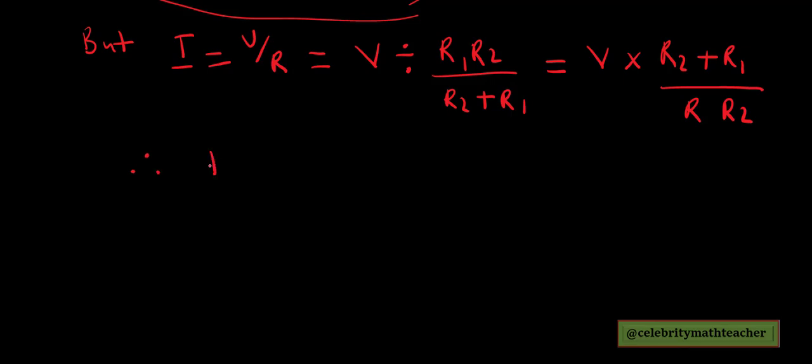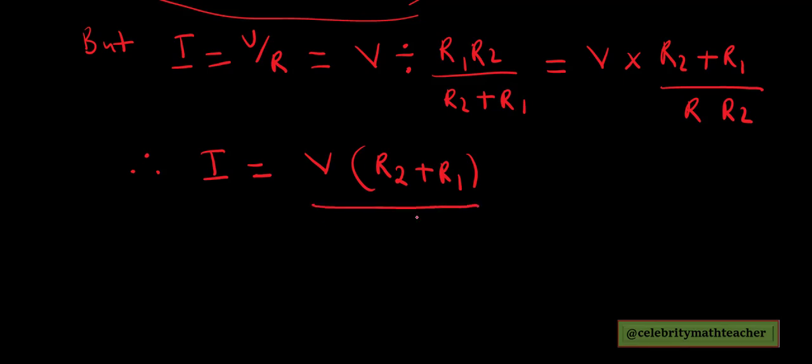So let's write that properly as our equation 1. Therefore I is V open bracket R2 plus R1 close bracket, divided by R1 R2. So that's the current flowing.